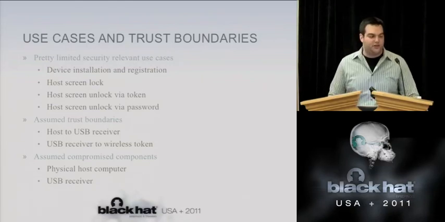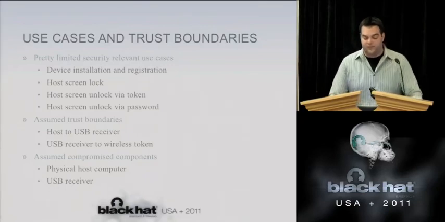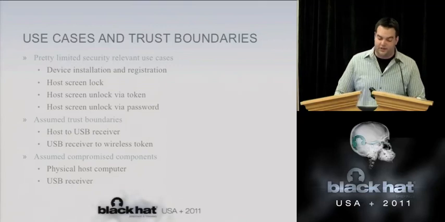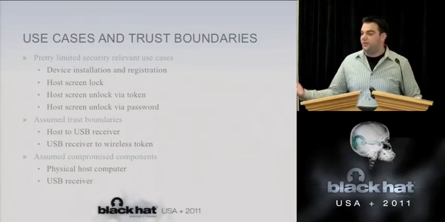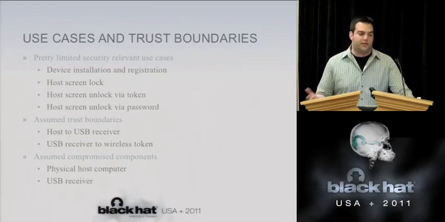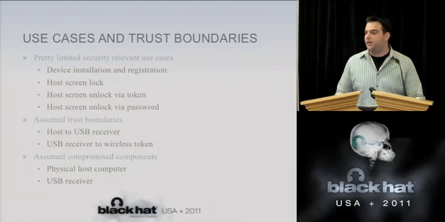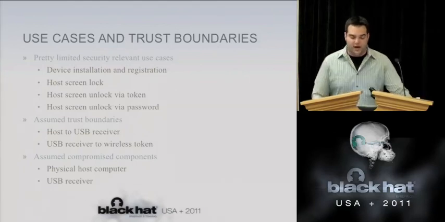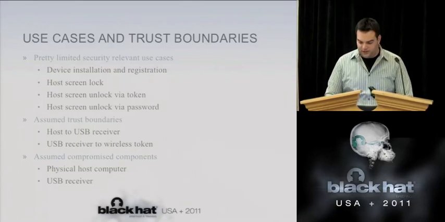The two components that talk to each other, right, are the software running on the host and the USB receiver. So that's the first trust boundary. The second trust boundary then is we have this USB receiver talking to a wireless token, right? The wireless token is assumed to not be compromised. That's on someone's person. They've left, and now the attack surface really is that USB receiver and that host software.